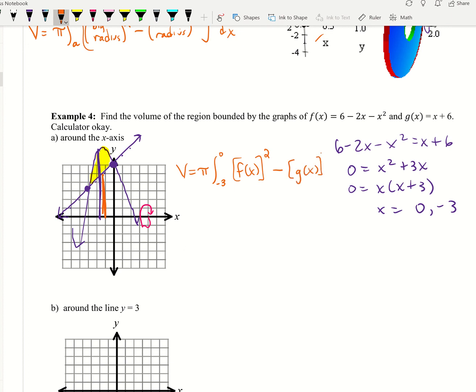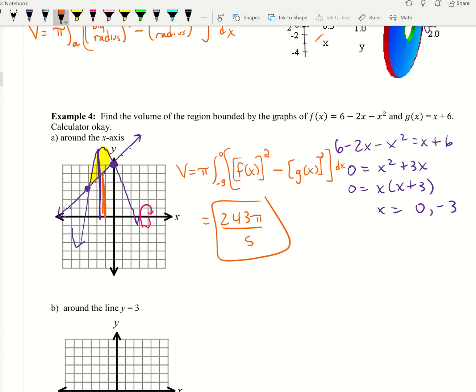Be careful, make sure that you are squaring f before you subtract the square of g. You do not want to square the entire expression with a minus. You're squaring each radius separately. And that is important. You could then put this into the calculator. You'd get 243 pi over 5. And we may have had that answer already today. I don't remember. Not quite. Close to it.